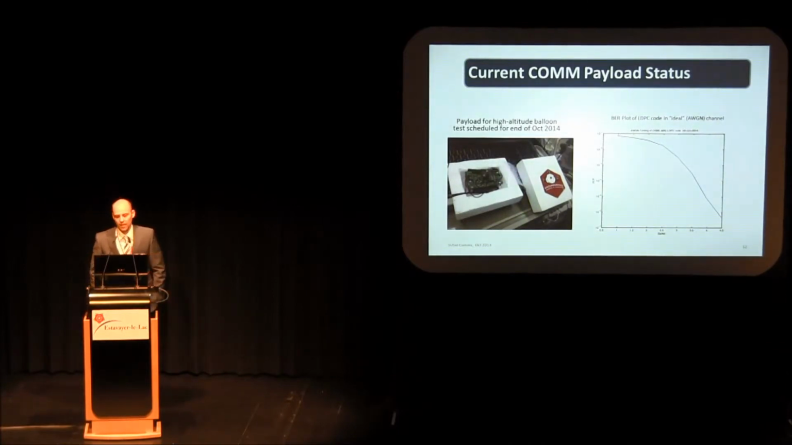On the right hand side are the results from a low density parity check test, and it shows that to get a bit error rate of 10 to the minus 5, I think, or 6, you need 4 dB power. That compares to about 9.5 dB if you don't have error coding. So basically you've got a 5 dB gain from using channel coding.